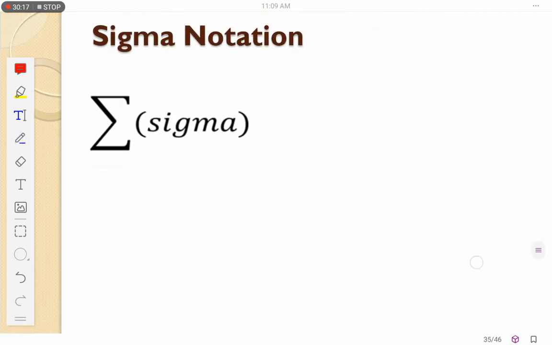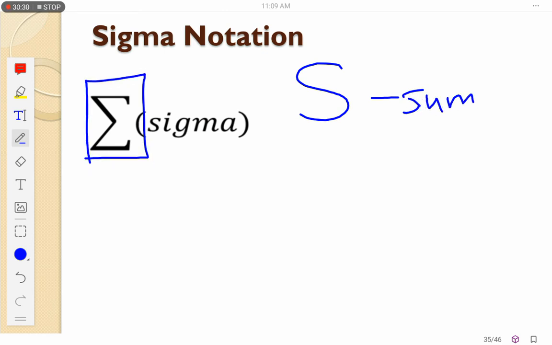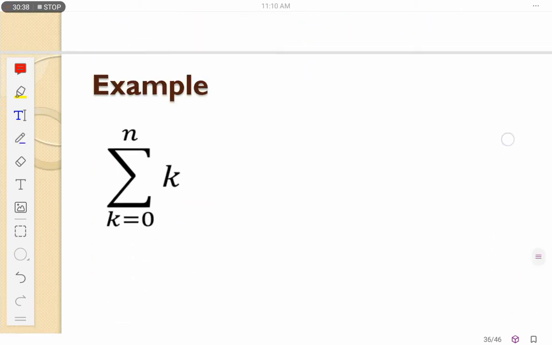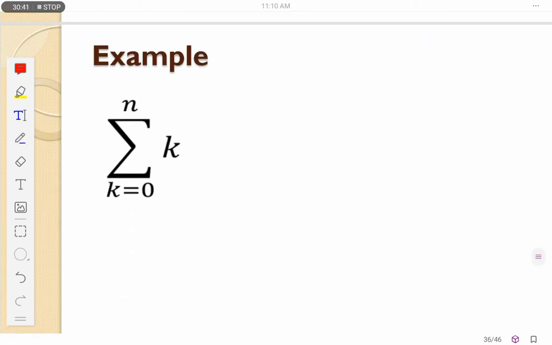We have what we call sigma notation. Remember, we have been talking about an S there, meaning summation or sum. Now we have introduced this sign, which is called sigma. Basically, it means we are adding. I can have an example whereby I have a summation of k from k equals 0 to the nth term, and inside here we have k. I want to tell you what each of these means.